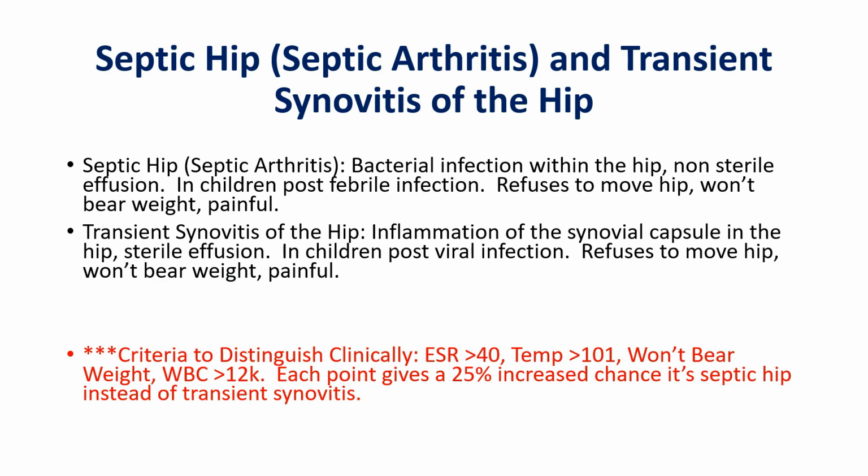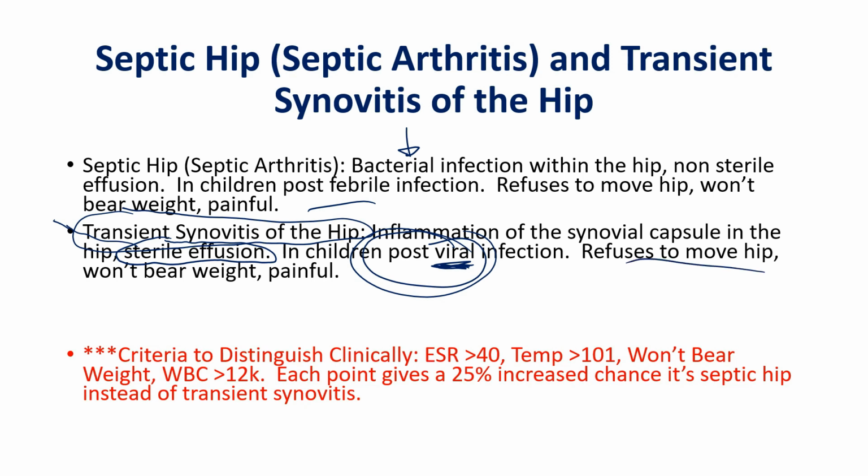Well, I'm going to show you a couple points that I usually use. In most cases of transient synovitis of the hip, it's post-viral, whereas septic hip is usually from bacterial infections, where you would have a febrile infection. This is more specific to viral infections, so it's going to be post-viral. The next thing is that if you tap the hip and realize this is a sterile effusion, with no bacteria or pathogens in the fluid, just inflammatory material, that is going to hint you towards transient synovitis of the hip over septic hip.